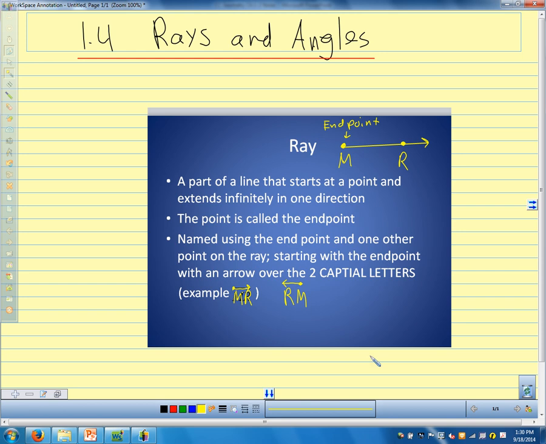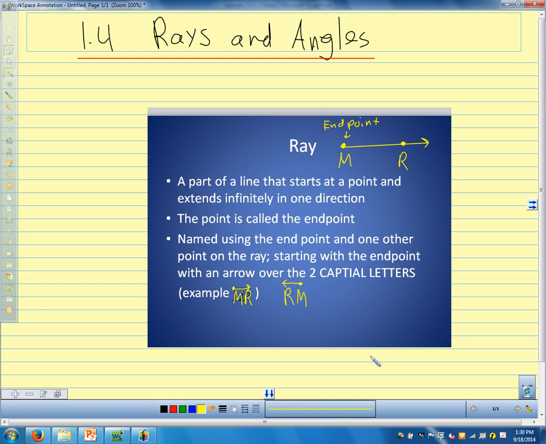Examples of a ray. You can come up with your own. One way to think of a ray is the beam of a flashlight. The end point would be the flashlight, and the ray would be the light shining out. It extends infinitely in one direction, but eventually we can't really see it. Another example: the path that an airplane takes in the sky is like a ray. It's really, really long, but it goes in one direction. Those are some everyday examples of a ray.